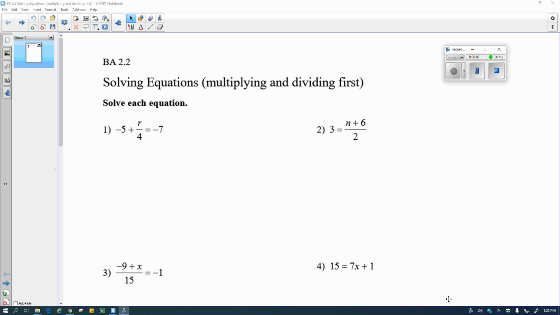So I'm going to run through a few problems, things to look for. We're going to be still solving equations, but we're looking in particular at equations where we are going to multiply or divide first to solve. Now, I'm going to start with a typical equation, one that we've seen before. Notice this equation where the division line is only under the r, whereas in problem number 2, the division line is under the variable plus 6, so n plus 6. These two are going to require different steps to solve.